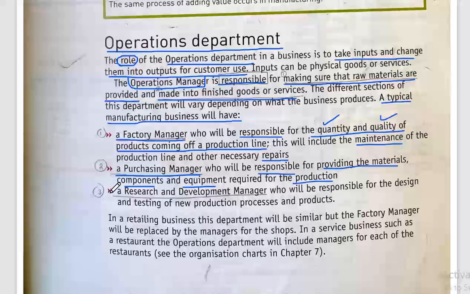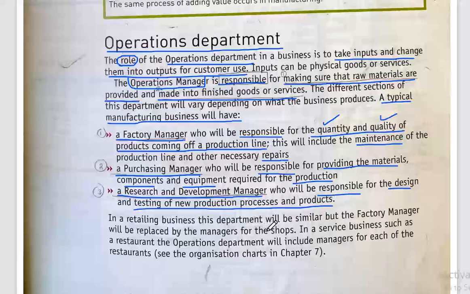And the third manager is the R&D, which is the research and development manager. His responsibility is for the design and testing of the new production process and products. So as a research and development manager, I make sure that the final good, the final service that I'm offering to the customer, is tested first, to make sure that it is working well and that customers can use it in a good way, of the new production process and products.